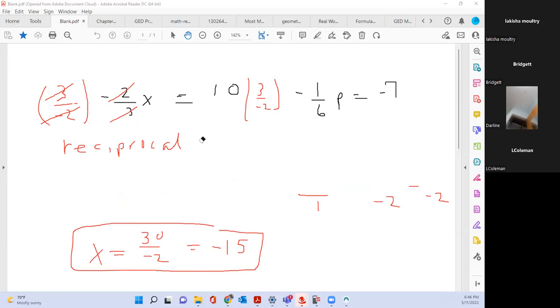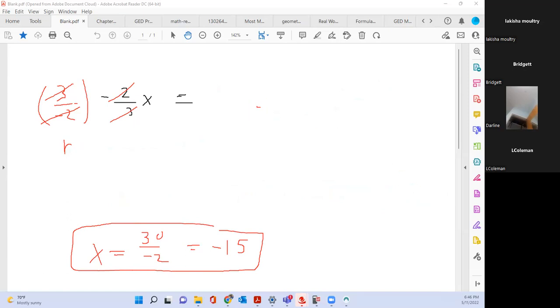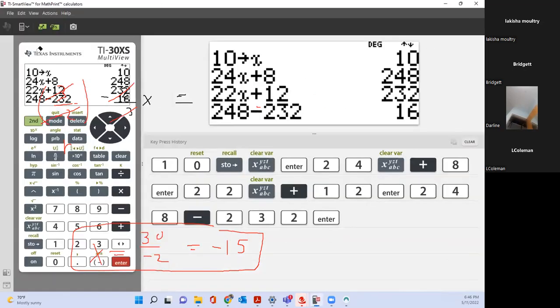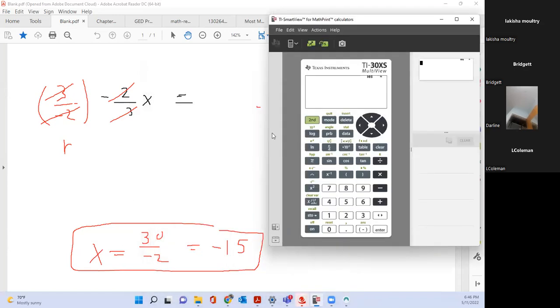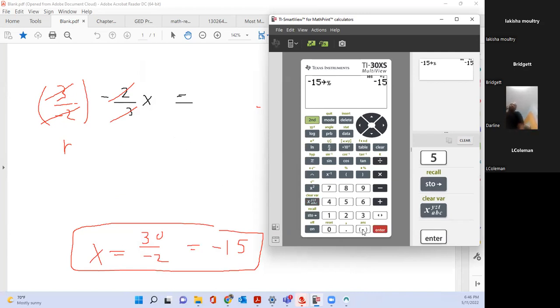So let me erase all this right now so I can bring my calculator on the screen. I'll bring that problem back. I'm gonna clear everything out. And I'm gonna store x is -15. -15, store x. I'm gonna type in my original equation. Because it starts with a negative, I'm gonna hit my negative, then 2/3, times x.